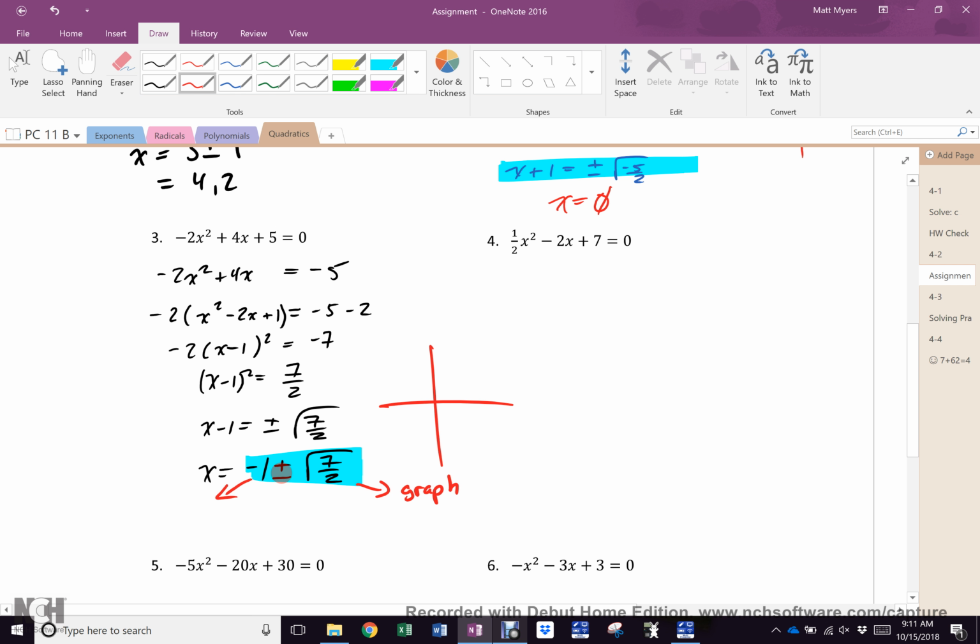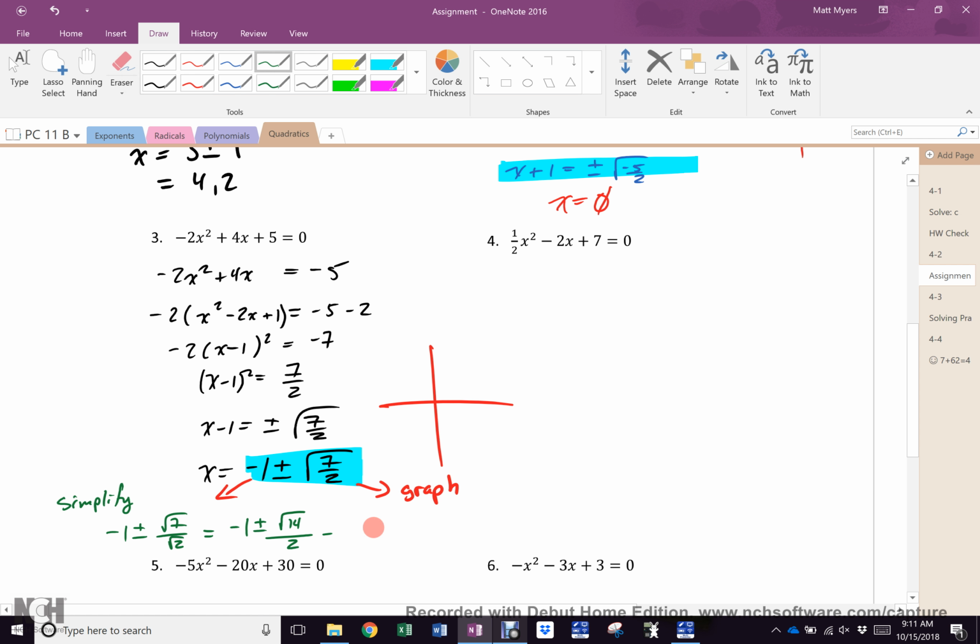Or here, and I'll change color, we could simplify. And when we simplify that, it is negative 1 plus or minus the root of 7 over the root of 2, yes? Which is negative 1 plus or minus the root of 14 over 2, yes? Right? Which we could simplify. That's technically as simple as it gets, but some people don't like that.